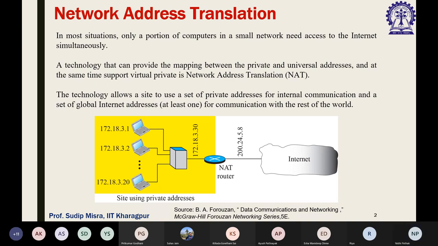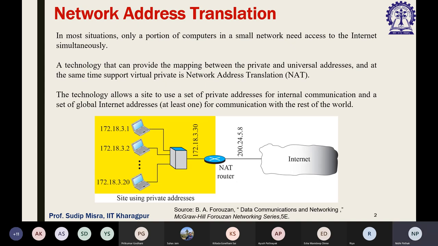Each of these, the first block has 2 to the power 24 addresses. The second block, if you do a bit of calculation, you will see that it has 2 to the power 20 addresses. And the third block basically has 2 to the power 16 addresses.